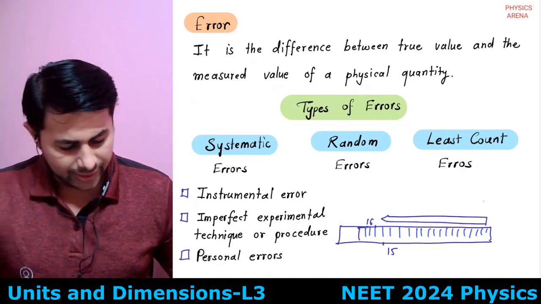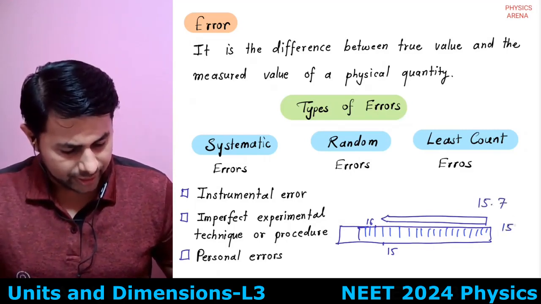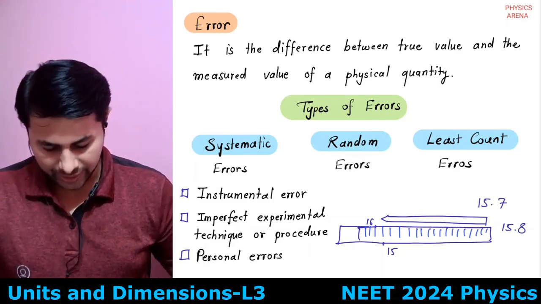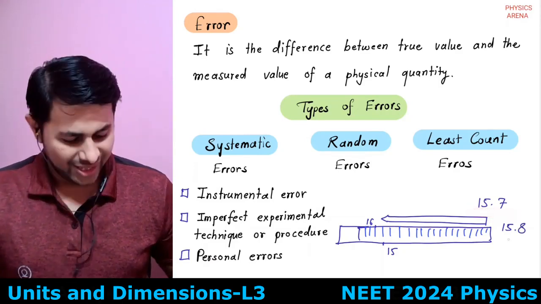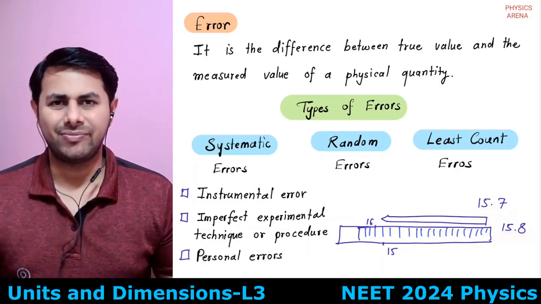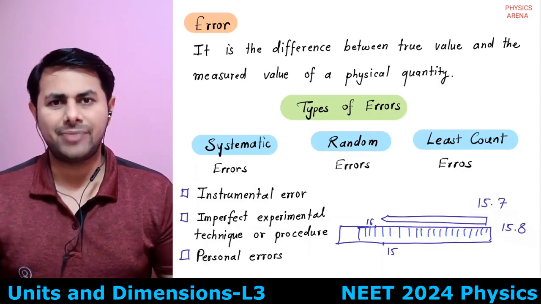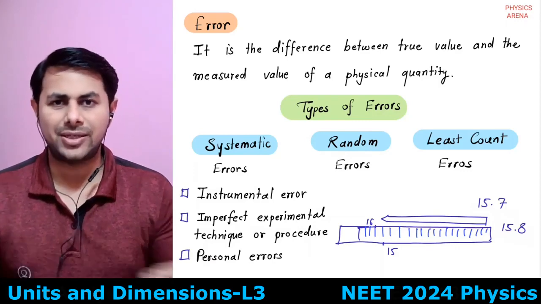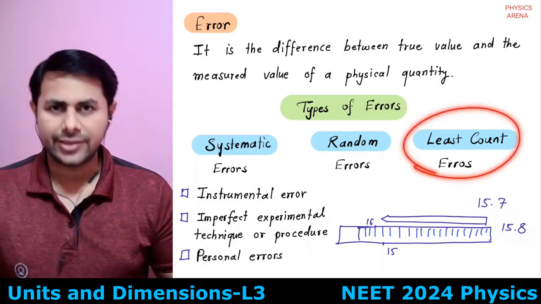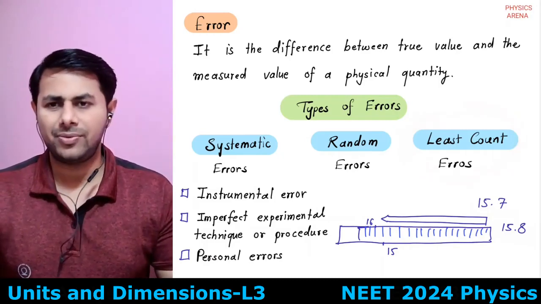It can be, let's say, between 15.7 and 15.8. So if you take 15.7, this is not correct. If you take 15.8, it's also not correct, right? It's in between them. So your measurement is limited by the least count of your measuring device. The error that will creep in this case is known as the least count error. So these are various types of errors.